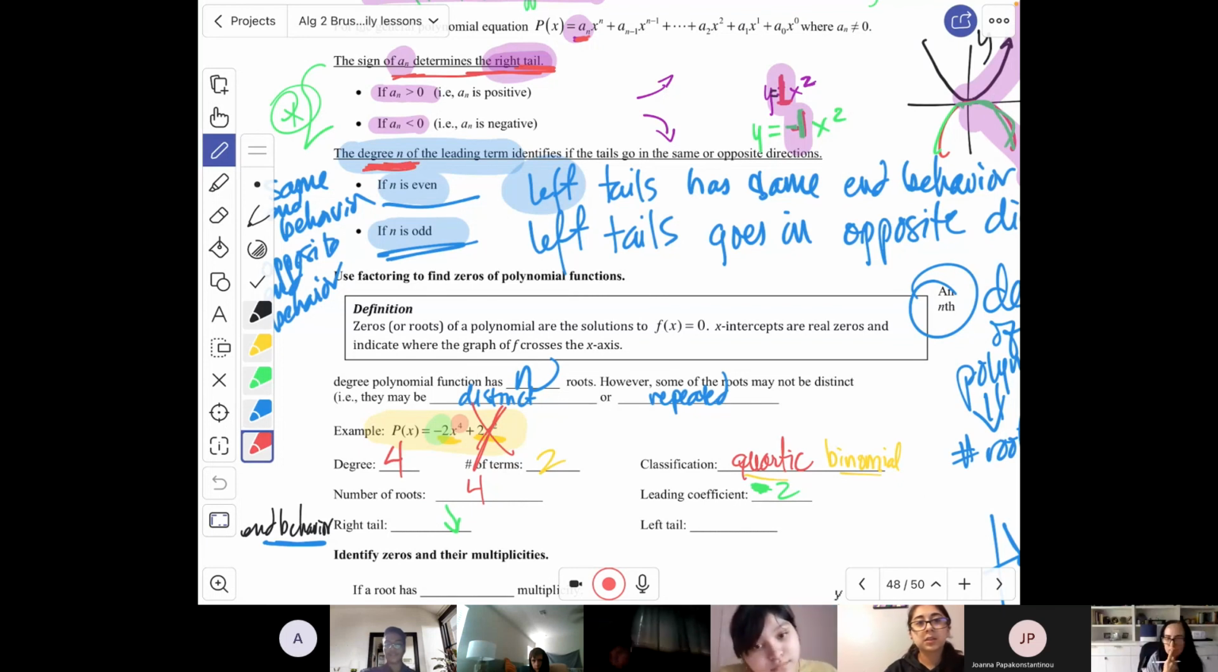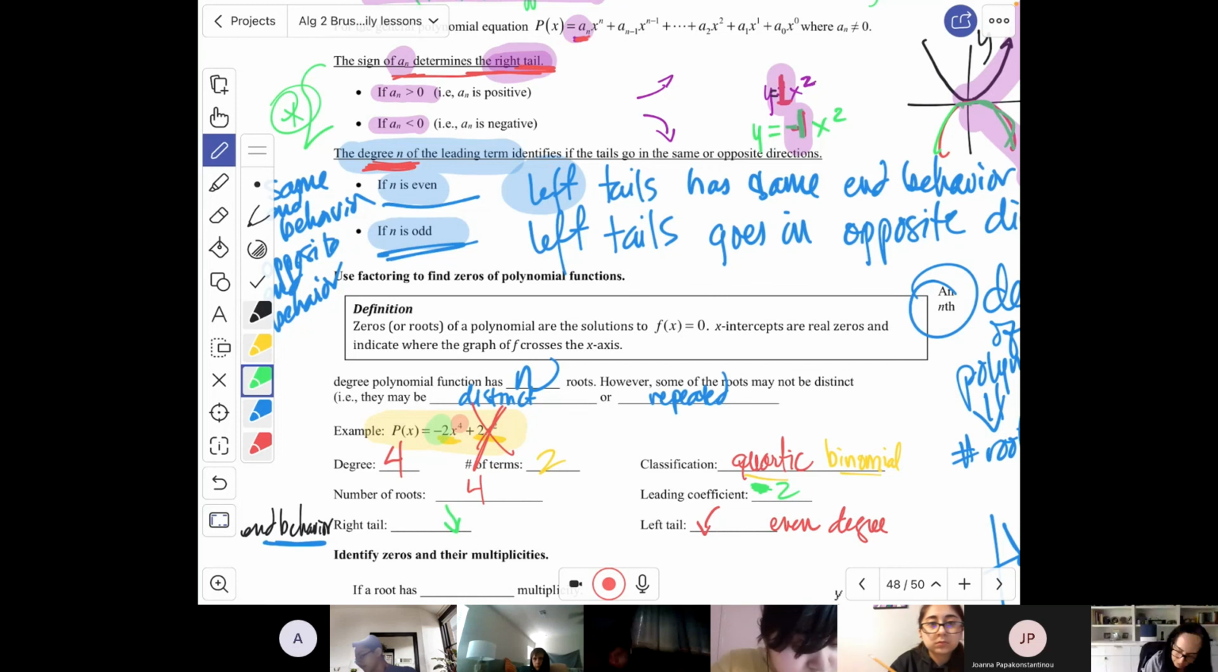It's going to do the same because it's even. That's right. Even degree tells us it does the same thing as the right tail. The right tail goes down because the leading coefficient is negative. Good job.